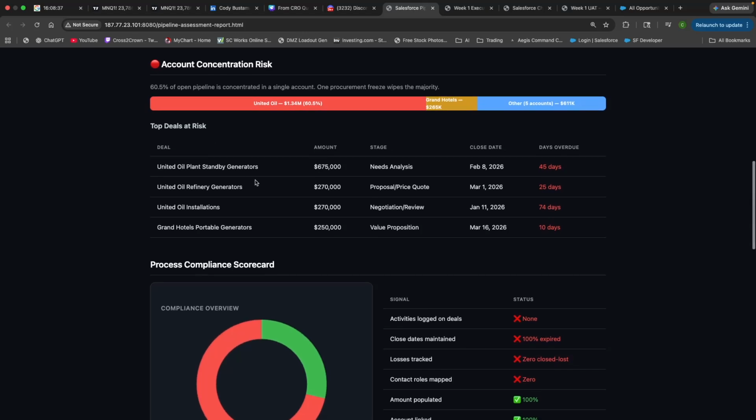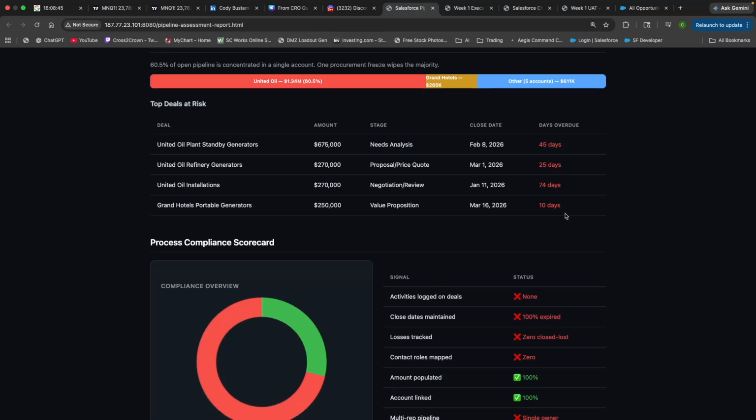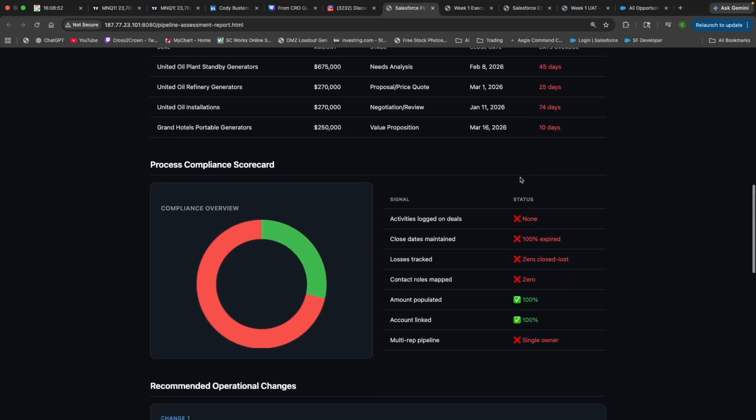Additionally, there's specific deals that are at risk, right? So this is 45 days overdue. This needs the stages need analysis. So this is identifying, hey, these have been going on for quite some time. They're past their close date. We need someone to go check in on these.